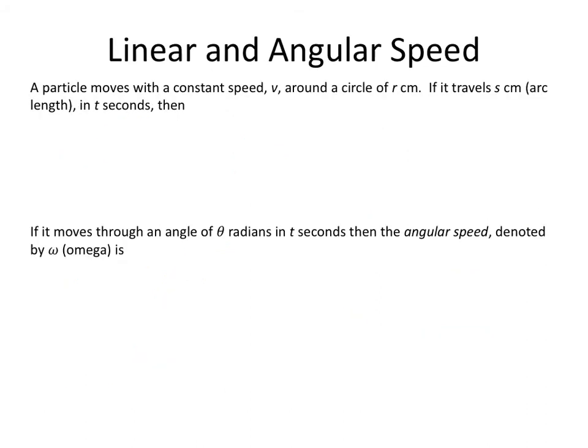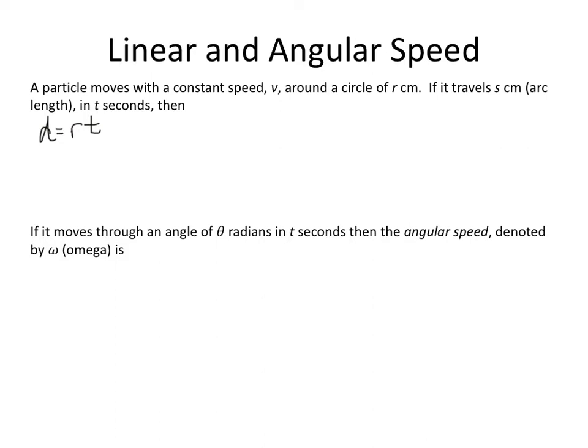The next portion of our discussion deals with what we call linear and angular speed. You are all familiar with linear speed. It's just speed. It's that formula, distance is equal to rate times time. But what we'll talk about now is the linear speed traveling around a circle. So it says a particle is moving with a constant speed, v, that's our rate, around a circle of radius r centimeters. If it travels s centimeters, s is the distance, in t seconds, then what's the formula?